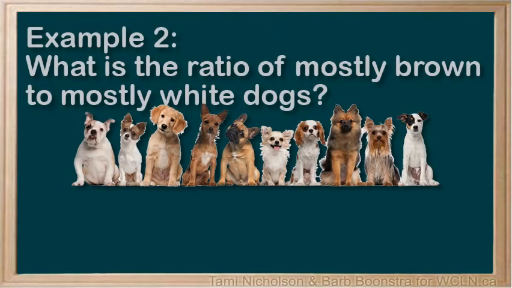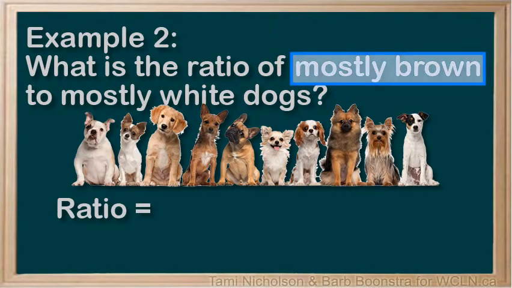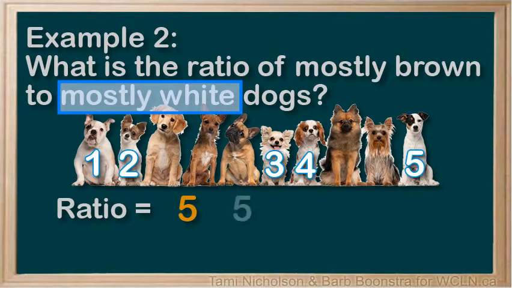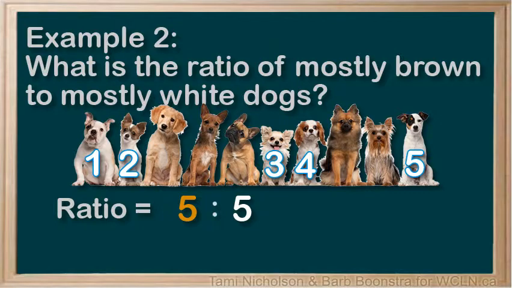Let's try another. Consider our dogs. What is the ratio of mostly brown dogs to mostly white dogs? We say mostly brown first, so let's count the dogs that are mostly brown. 1, 2, 3, 4, 5. So we'll put down a 5. Next, we look for the mostly white dogs. 1, 2, 3, 4, 5. We put down another 5. And put a colon between them. 5 to 5. For every 5 brown dogs, there are 5 white dogs.